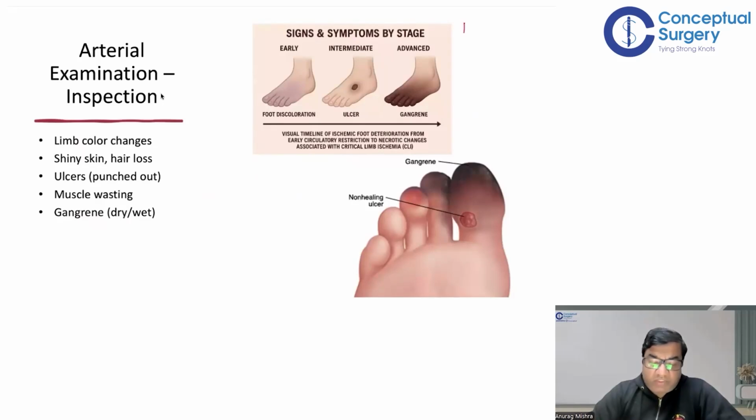The first thing we do is we see the limb color changes. As in a patient with arterial disease, for example, if the flow of blood to the foot is not proper, it will initially have a pale kind of color, which because of inflammation and stasis can also take a dusky discoloration when the inflammation sets in. So that is a typical discoloration.